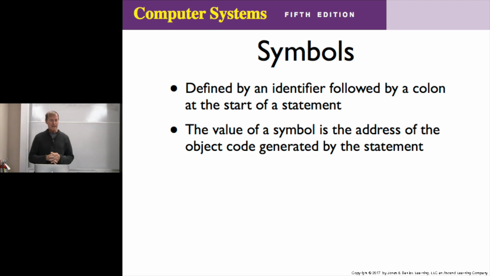So a symbol is defined. What you do is you put it in your source code, and it's an identifier. It starts with a letter, has letters or digits in it, and ends in a colon. So that's how you define a symbol. It's an identifier followed by a colon at the start of a statement. And here's the key concept: the value of a symbol is the address of the object code generated by the statement. So just remember, what is the value of a symbol? It's an address. The value of a symbol is an address.